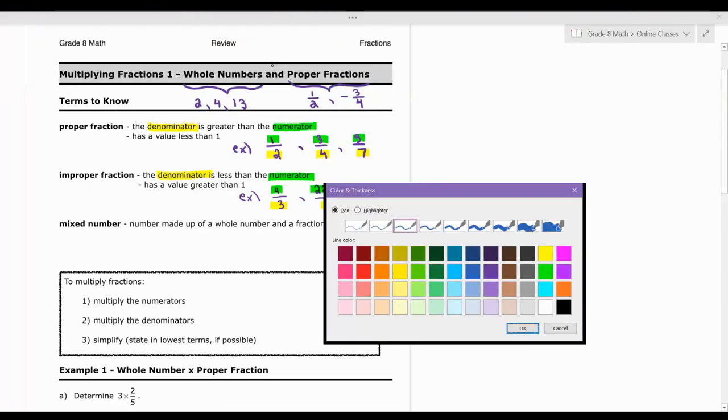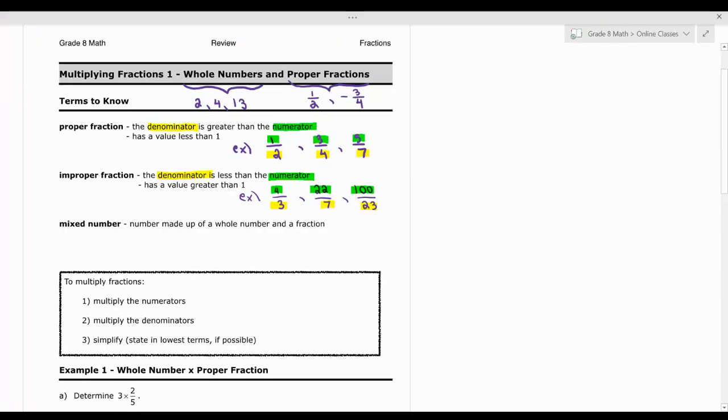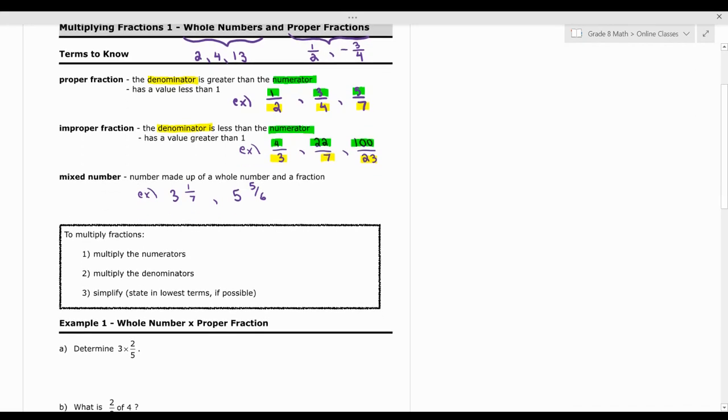Okay, then the last term that's really important that you know and understand is mixed numbers. That's a number made up of a whole number and a fraction. So for example, you could have 3 and 1/7, or 5 and 5/6. So today the focus of the review is whether we have a proper fraction, an improper fraction, or a mixed number.